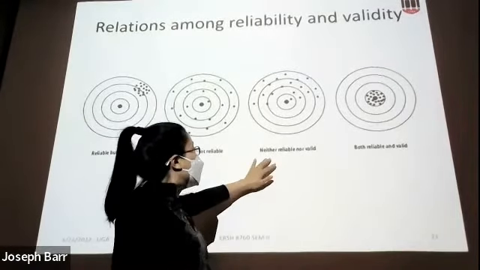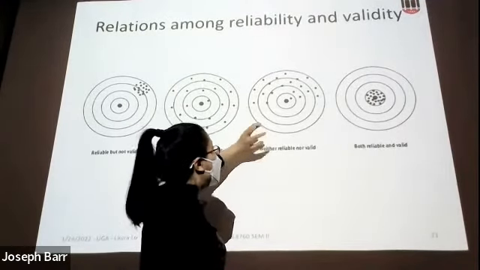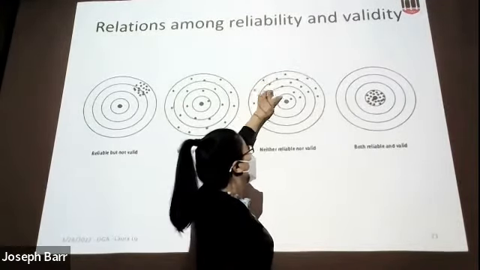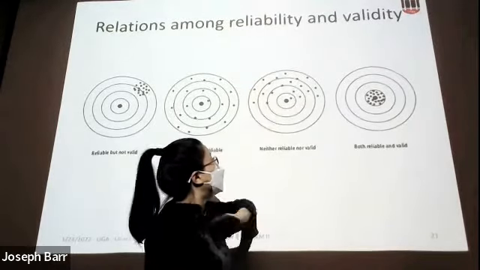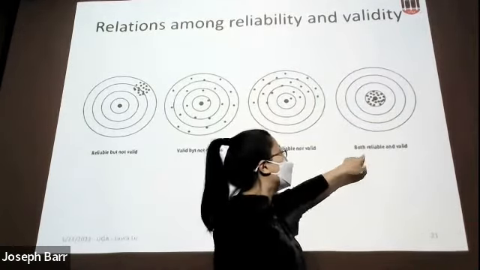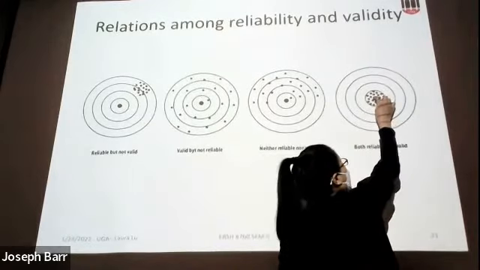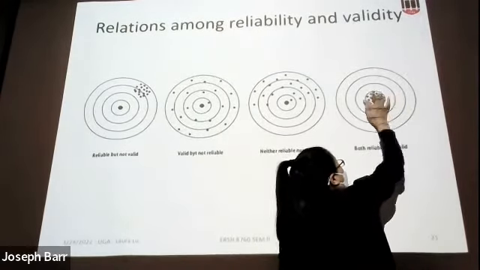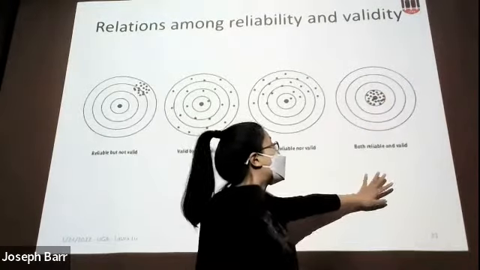In this case, neither reliable nor valid. We mainly measure something above the target, and also it's not concentrated, so it's not reliable, not valid. This is the best case, both reliable and valid. This is our target. We measure something here and it's very reliable. So this is the best case.